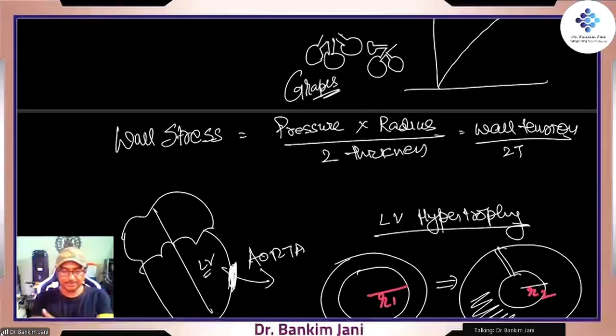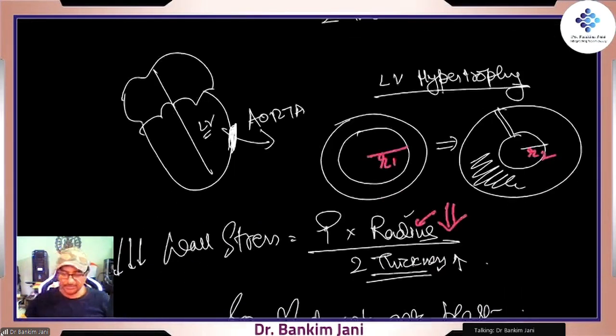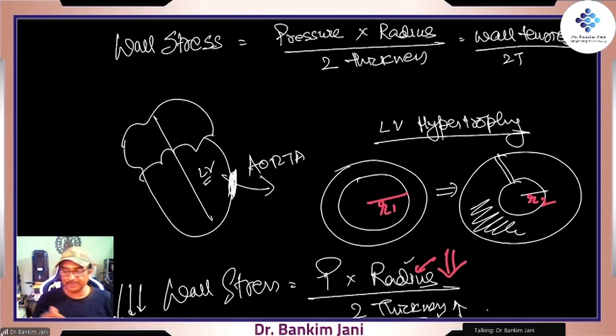So wall stress is equal to pressure into radius upon double the thickness. Double the thickness. That means if this wall becomes thick, that's where the trouble comes into the picture. Let's say this is left ventricular hypertrophy. So the radius is now decreased. Why is the radius decreased? Because this is the muscle, and the muscle has become bigger, left ventricular hypertrophy.